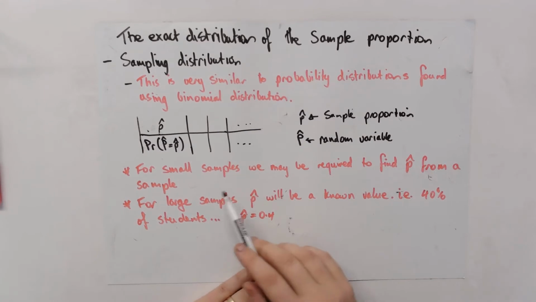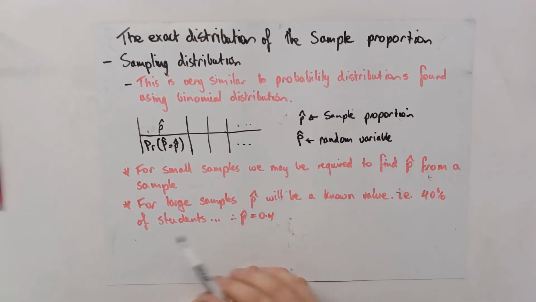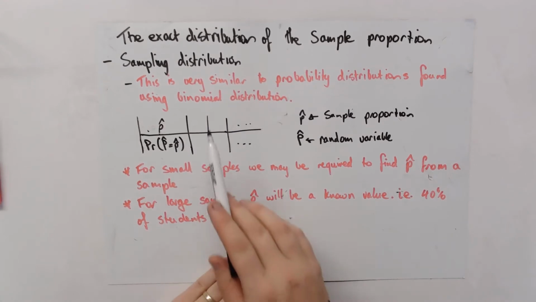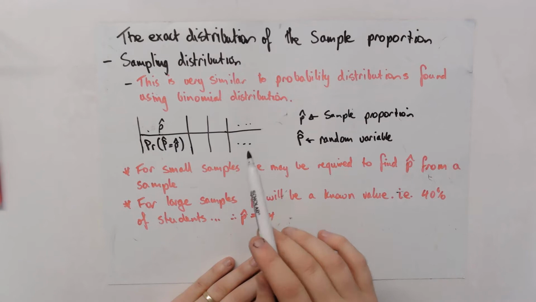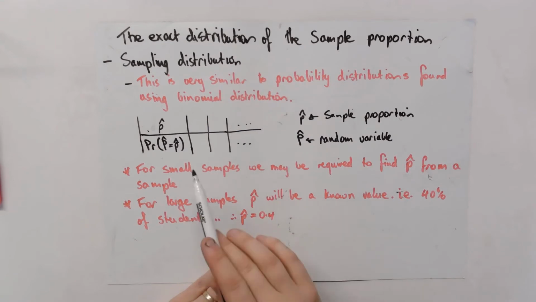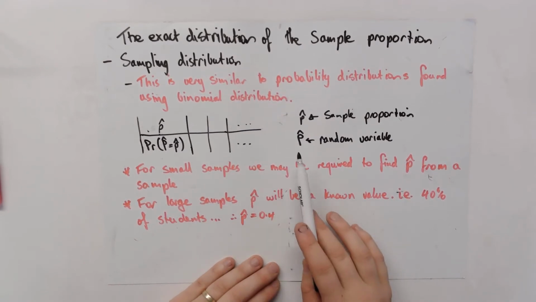For small samples, we may be required to find p hat from a sample. For example, we could be told that we've got a bag full of marbles: 6 blue marbles and 8 red marbles, and we're doing a sample of 5 marbles and want the sample proportion of red marbles. So p hat would be 0 first of all, then 1 red out of 5, 2 red out of 5, 3 red out of 5, and so on, and then finding our sample proportions. You're going to do that via binomial distribution, like you've seen in the past.